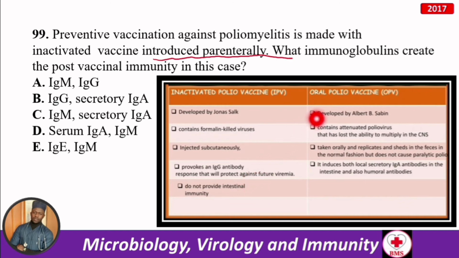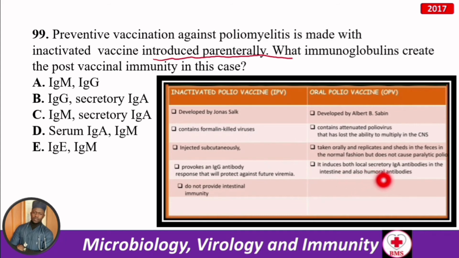Okay, and then there is oral polio vaccine. This one was produced by Sabin. It's also known as just Sabin vaccine. It contains the attenuated poliovirus that has lost the ability to multiply in the central nervous system. It is taken orally and sheds in the feces in the normal fashion, but does not cause paralytic polio. It induces both local secretory IgA antibodies in the intestines and also humoral immunity.